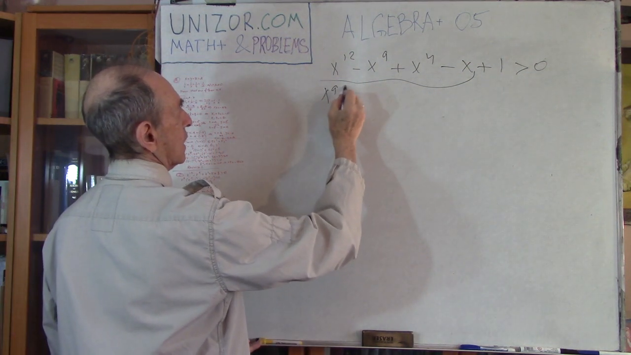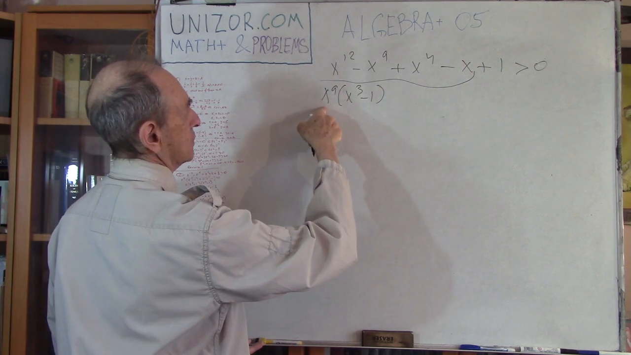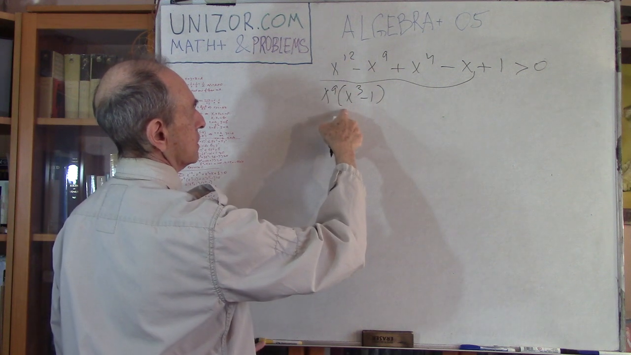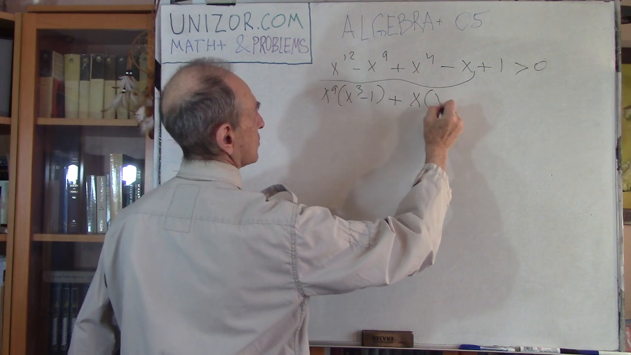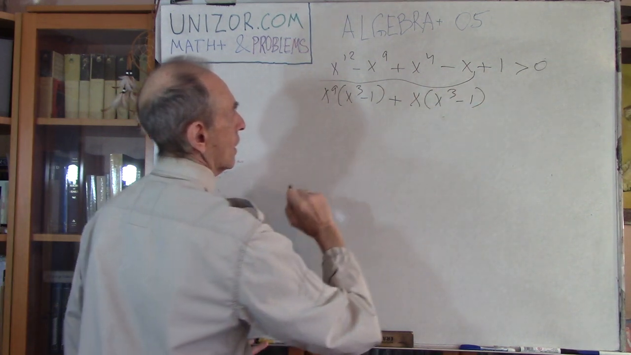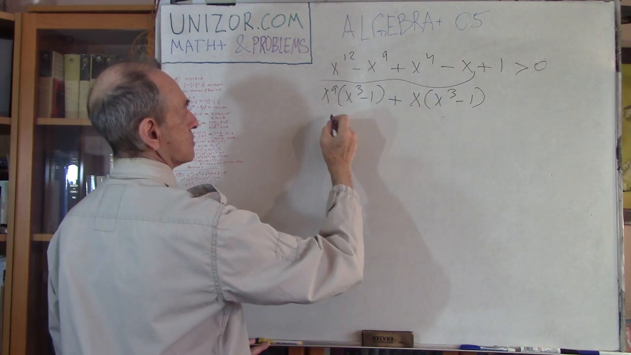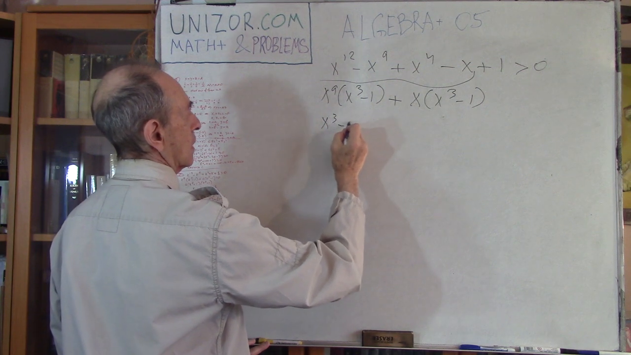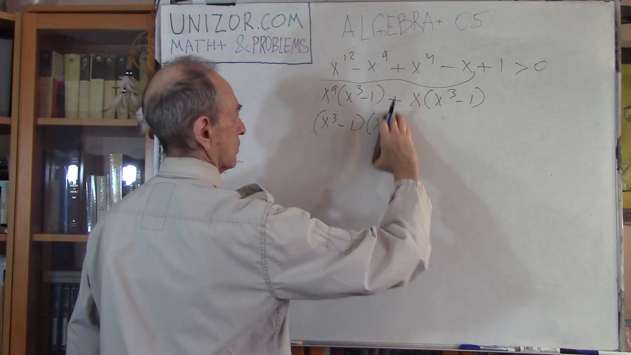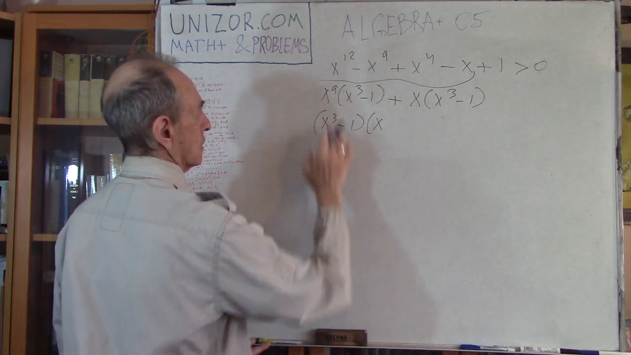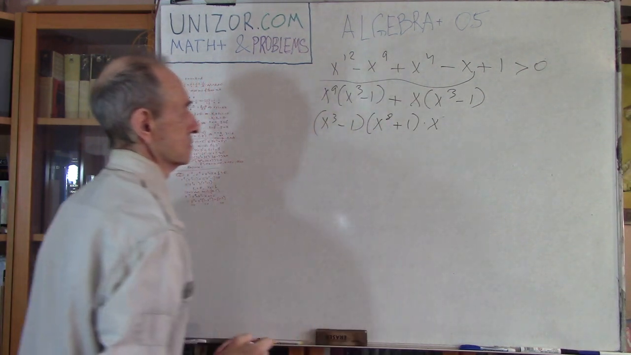Now, this is x to the 9 times (x cubed minus 1), right? I factor out x to the 9, so I will have 12 minus 9 is 3, and this is 1, plus x times (x cubed minus 1). I factor out x, and x cubed minus 1 again. Well, I can actually, instead of x to the 9 times (x cubed minus 1), put x to the 8 plus 1 and x, right?